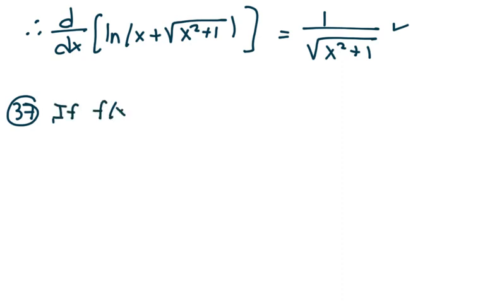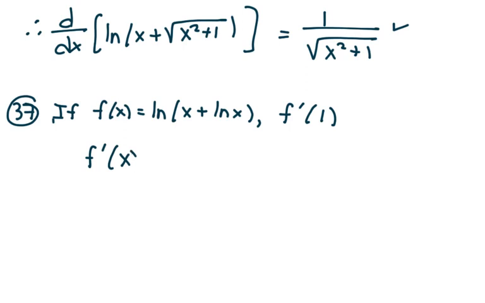Suppose f of x is the same as natural log of x plus the natural log of x. And we want to find f prime of 1. And so, first off, we need to take the derivative. Again, this is a clear application of the chain rule. The inside function is x plus the natural log of x. It's the argument of the natural log. And remember that the natural log is the outside function, right?